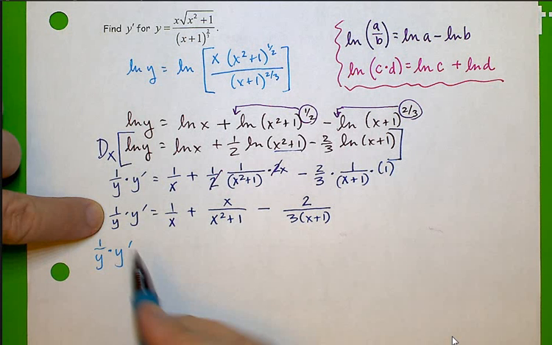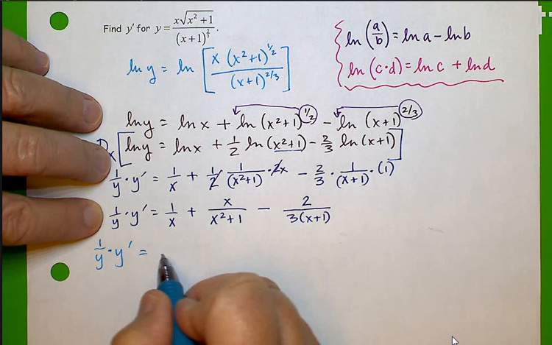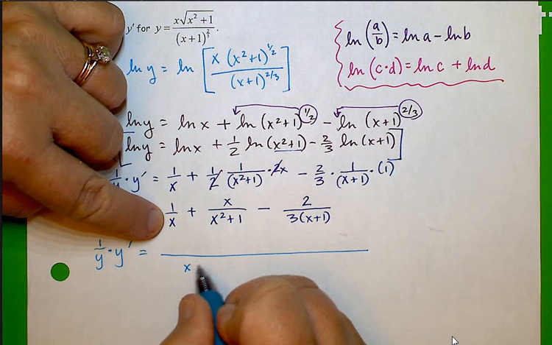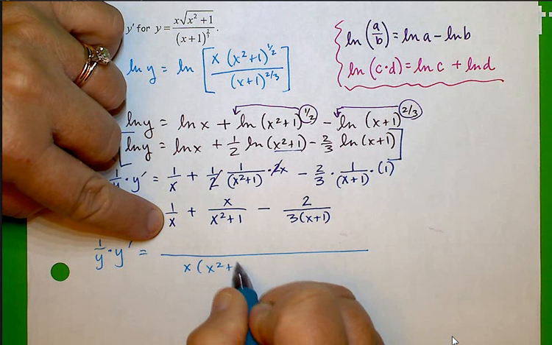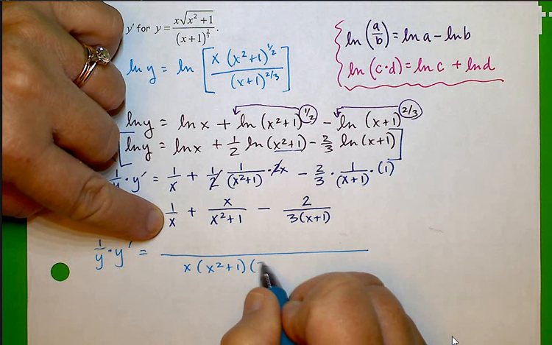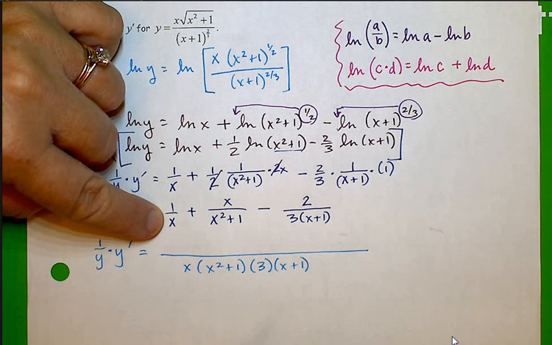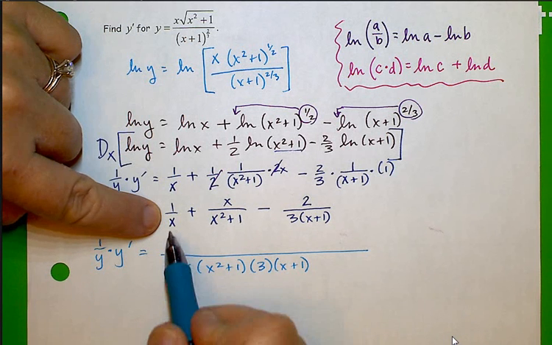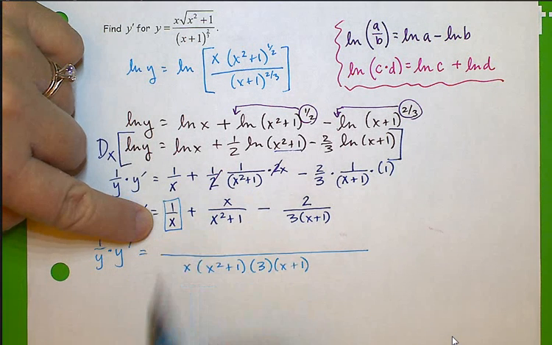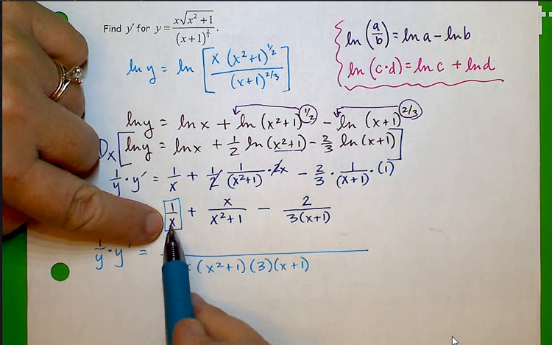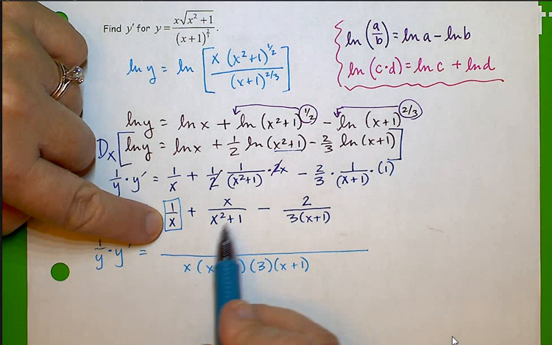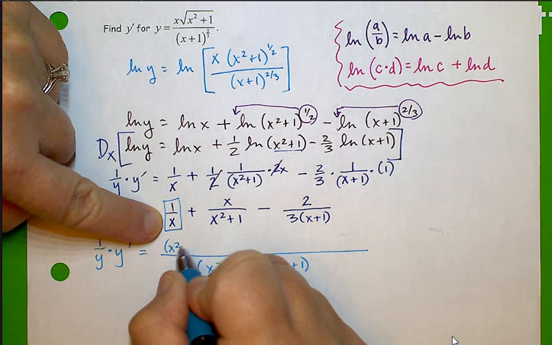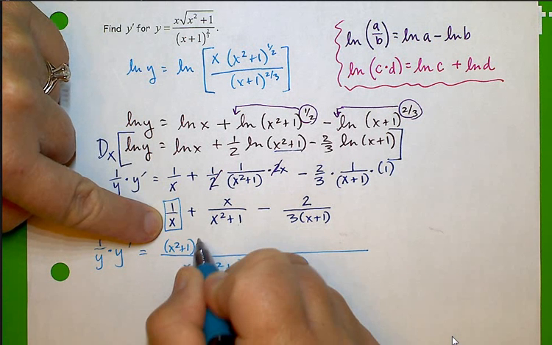Now, my common denominator, what's it going to be? It's going to be x times x squared plus 1 times 3 times x plus 1. Right? Everything together. So in my first piece, in order to make this into the common denominator, I need to multiply by this denominator and that denominator. So that's going to give me x squared plus 1 times 3 times x plus 1, all times the 1 that was originally there.